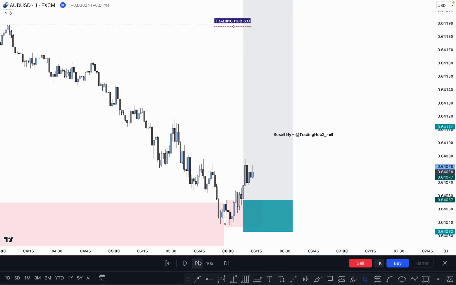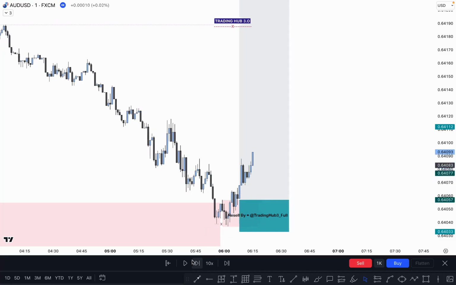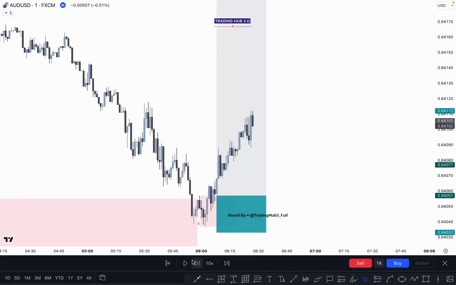But if the market does not create one and you want to directly buy or sell, you can directly buy or sell based on your order block, order flow right here. Okay, so this one is our entry and this one is our target. And now let's see what happened next here.